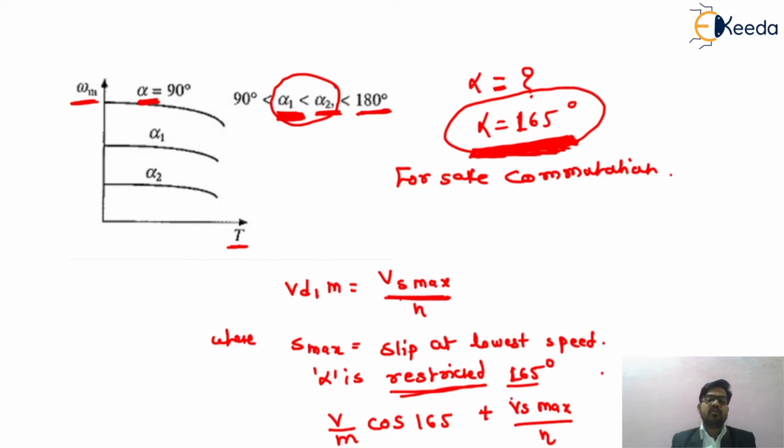So friends, we are getting a very important thing, because cos 165 in a calculator gives us the equation. I can rewrite it, because most of the time in university examinations such a question will be asked. You have to prove that M is equal to minus 0.966 N s max.